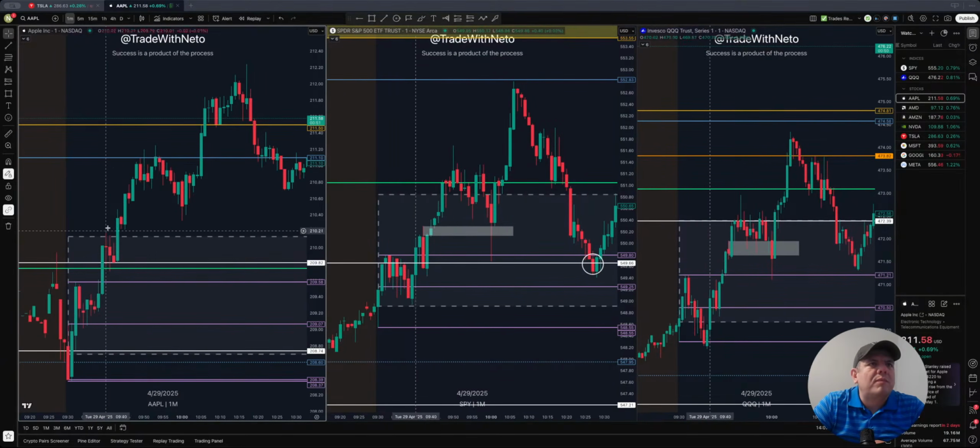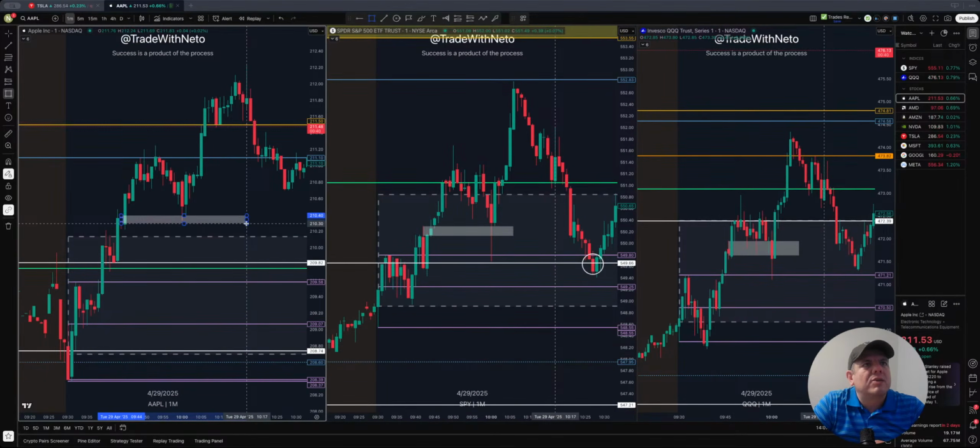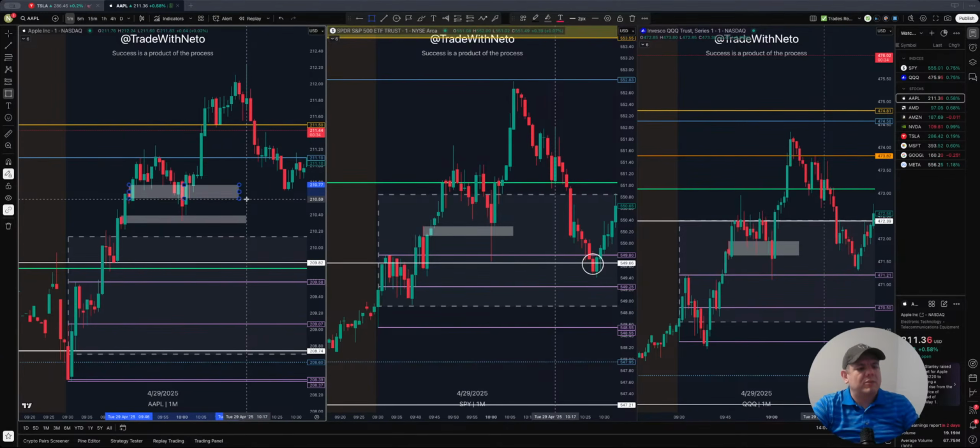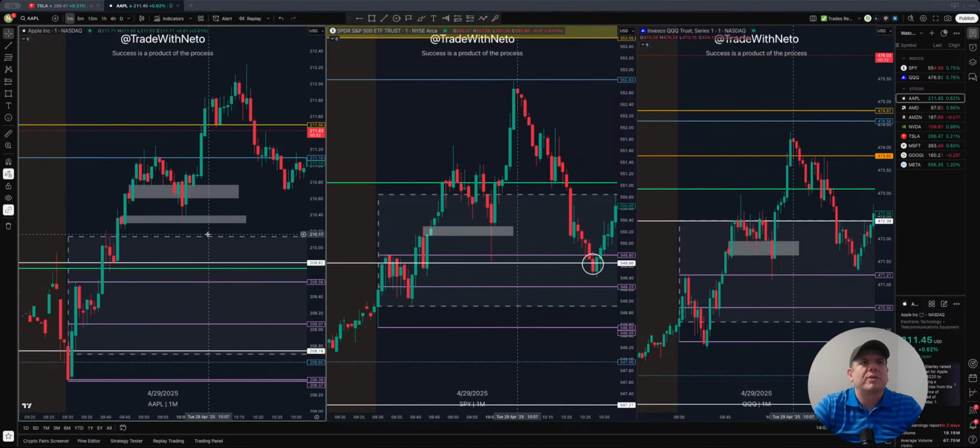However, I want you to see this. Once we start having a clear move to the upside, we can start drawing our order blocks, and you should be able to identify which ones are the best opportunities. So here, for example, this is a nice opportunity. Let me take this out, but I want to show you why this is important.